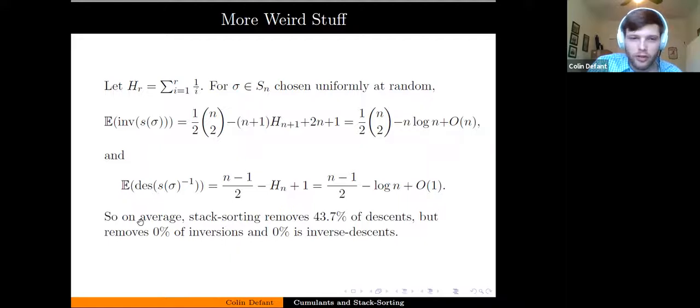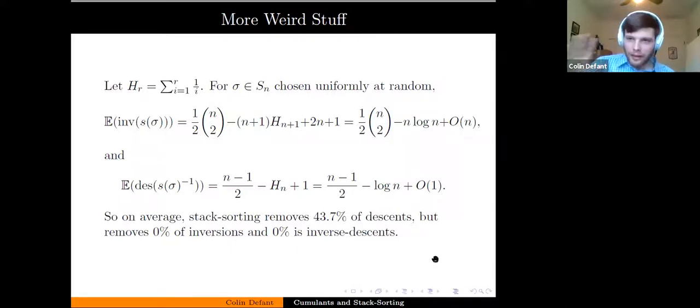However, these are saying that you're decreasing the number of inversions by about 0%, and you're decreasing the number of inverse descents by about 0%. This is just because the expected number of inversions of sigma itself would be 1/2 n choose 2, and then I'm subtracting this lower order term in log n. And similarly, the expected number of inverse descents of sigma is (n-1)/2, and I'm subtracting this lower order term log n. So this is saying that if I'm thinking of how far my permutation is from the identity by looking at descents, the stack sorting map is doing a pretty good job of sorting the permutation. But if I'm using inversions or inverse descents, then it's doing a terrible job, which I think is just strange, that this different qualitative behavior shows up.